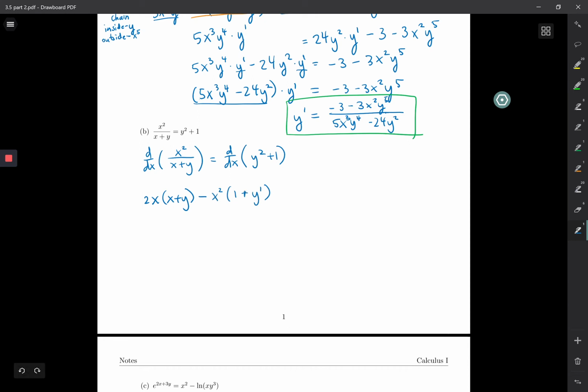Okay, so that is the numerator for our quotient rule. The denominator will be x plus y squared, so just the denominator squared, right? And that is the derivative of the left-hand side of the equation. And then we just have to do the right-hand side. So this is similar to what we did in the last problem. We first use the power rule. So we get 2 times y to the 1, so I'll leave that 1 off. And then we multiply that by y prime. And then this plus 1, the derivative of that is just 0.